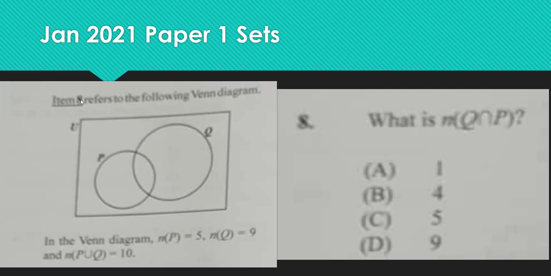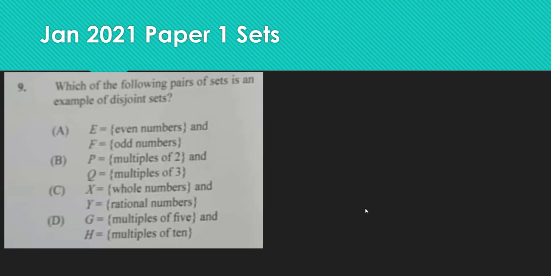Let's read this question. Item 8 refers to the following Venn diagram. P is equal to 5, Q is equal to 9, and the union is 10. What is the intersection? If you remember your formula, 10 is equal to 5 plus 9 minus your intersection. 5 and 9 is 14. So 14 minus your intersection is 10. So the answer is B.